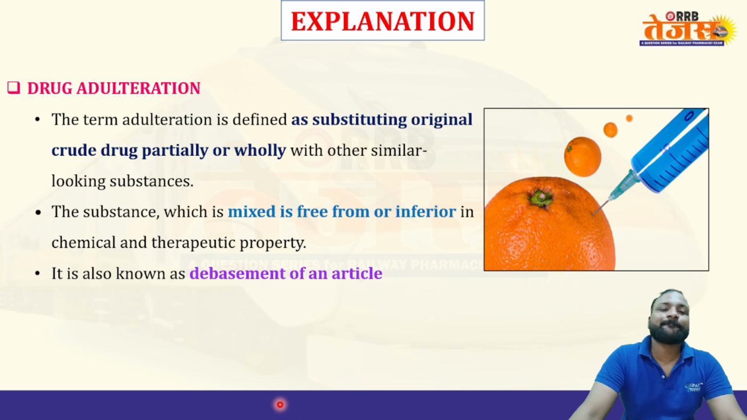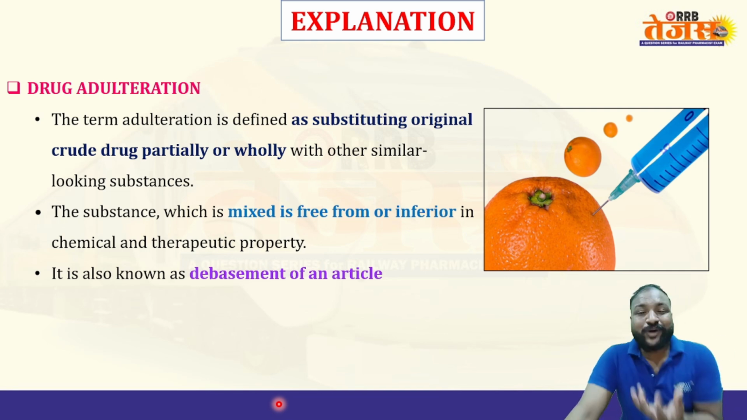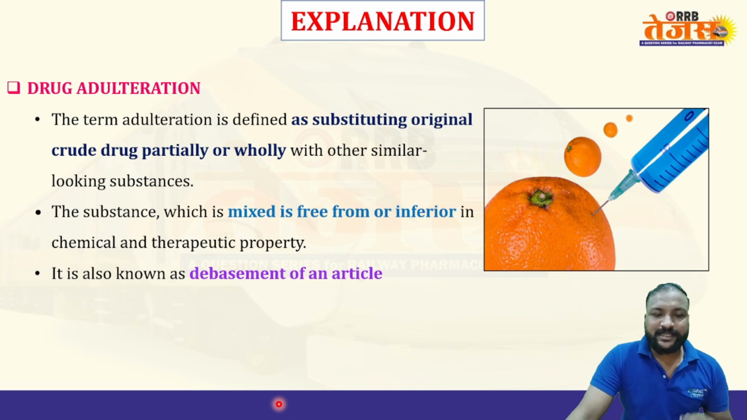Clear? Simply, adulteration is also known as debasement of an article. Sometimes simple definitions are also asked in examinations. That's about the first question. Now let us have another question in the series.